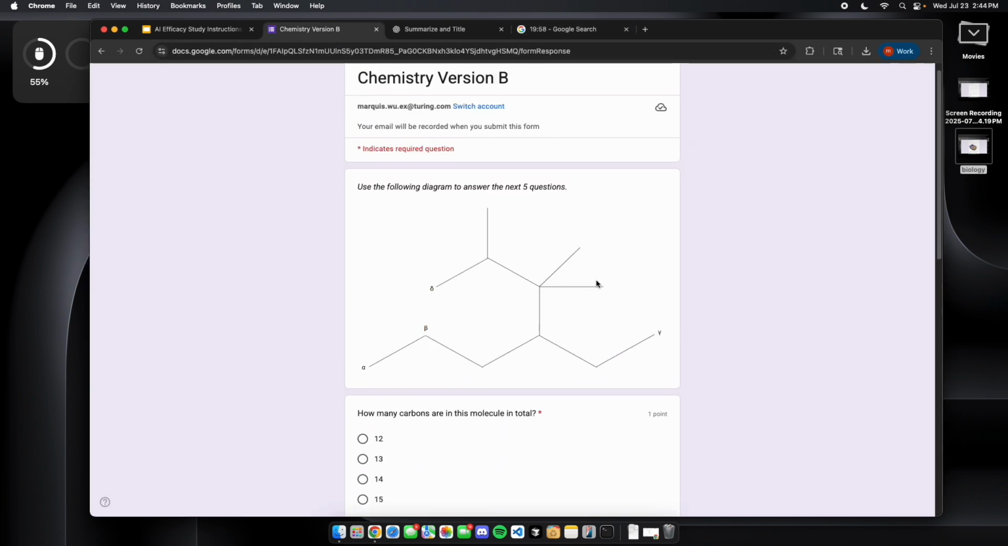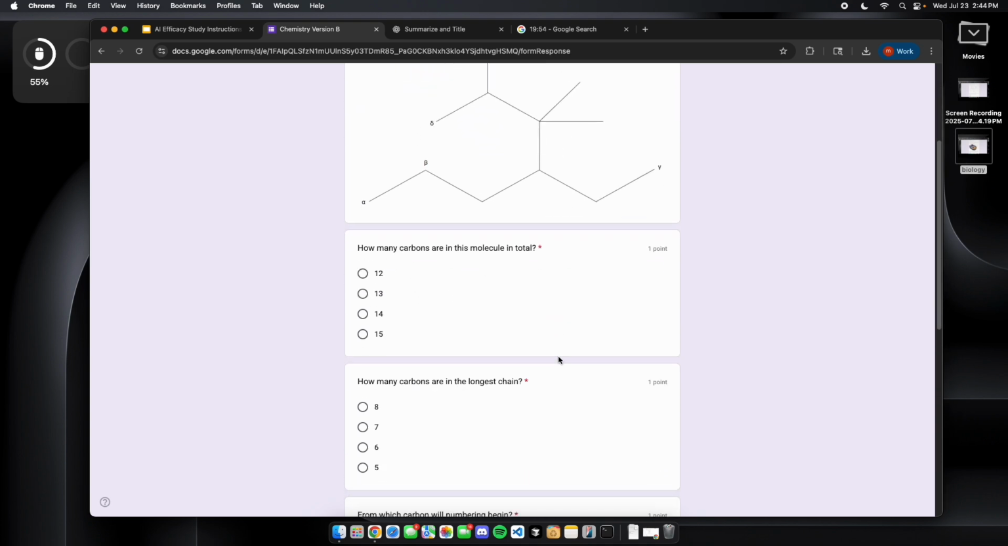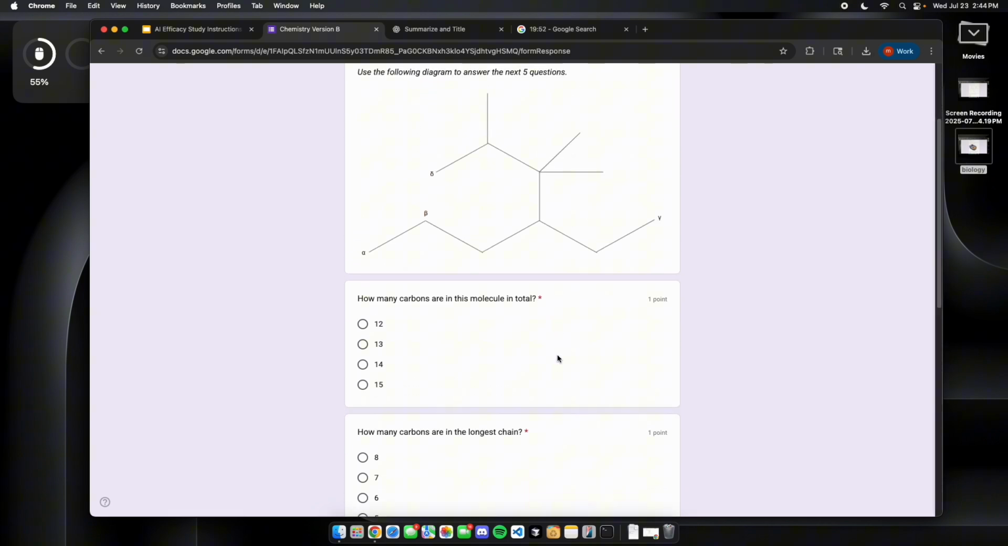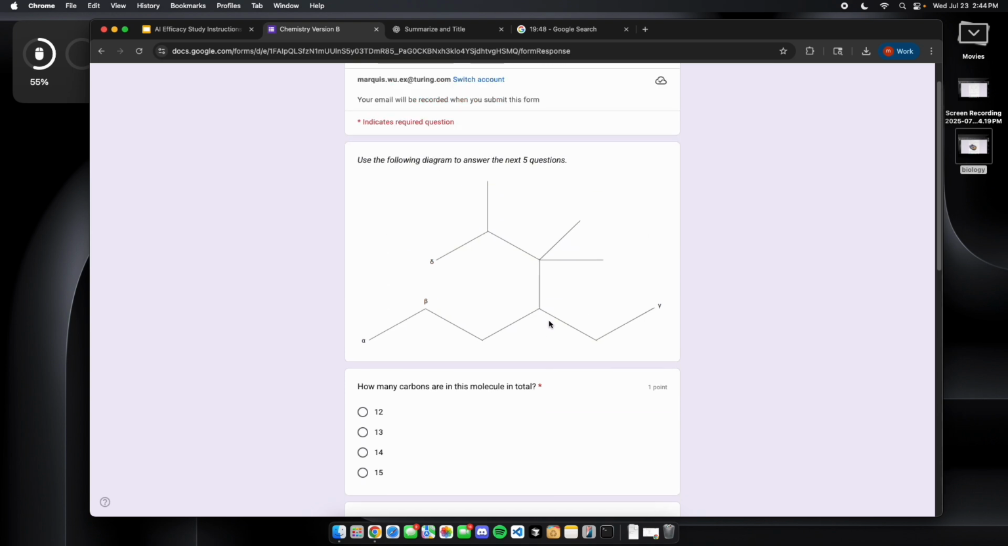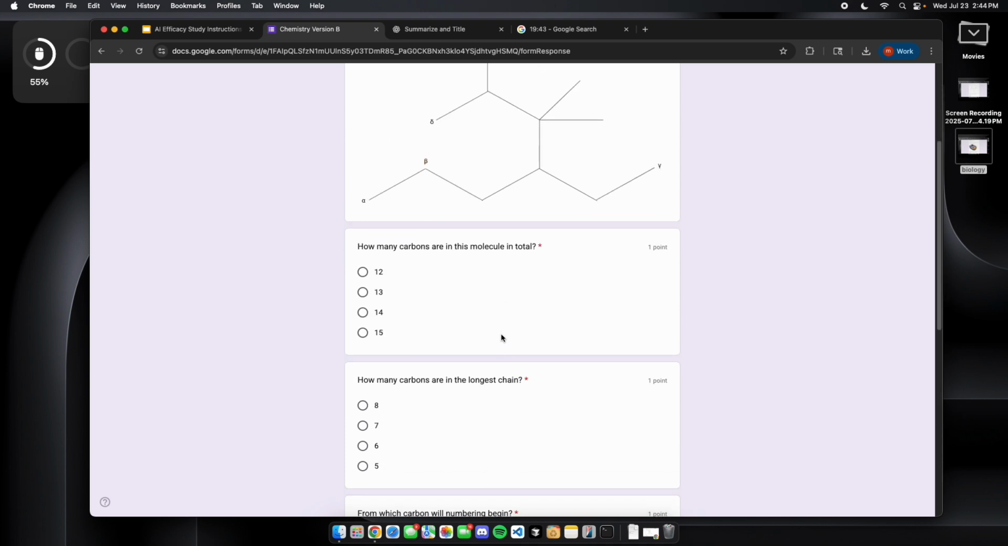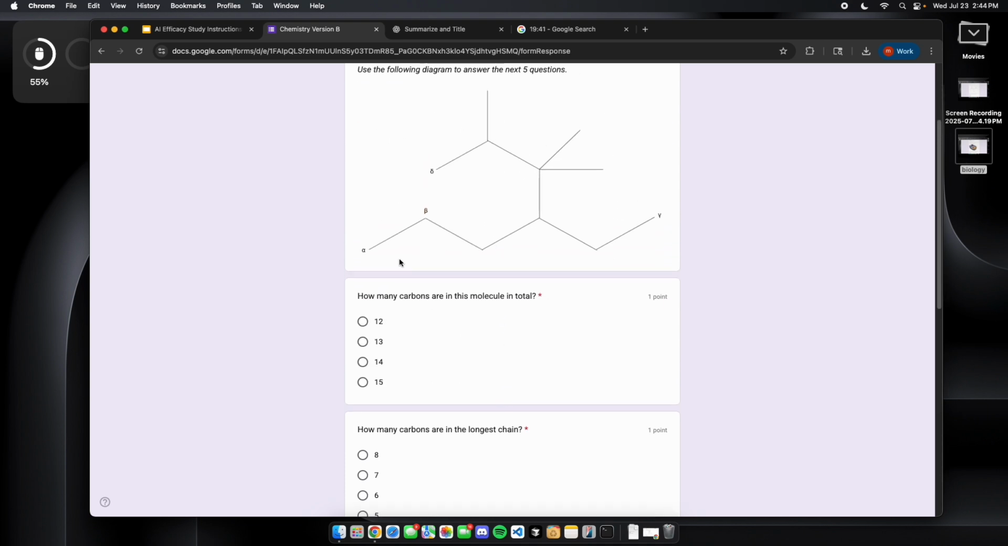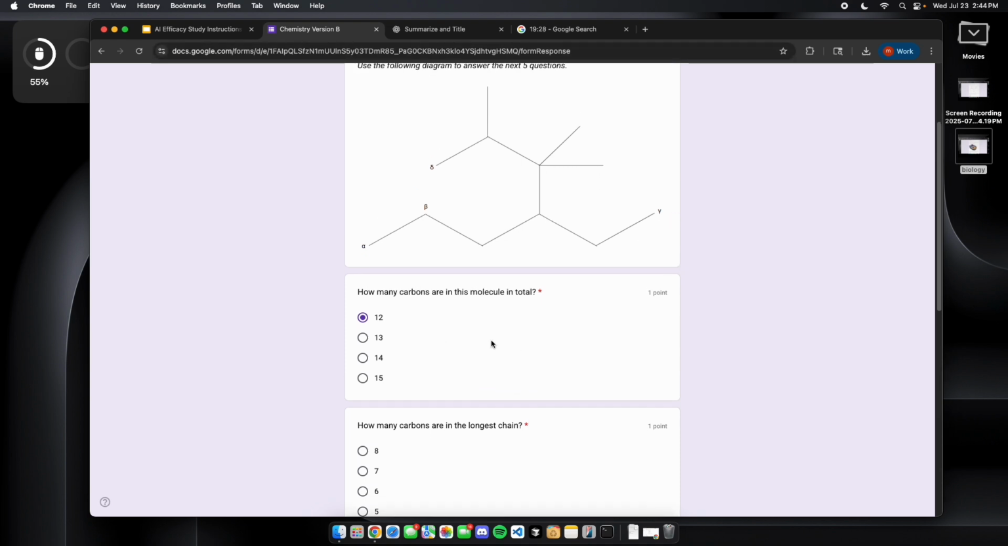Okay, looks like we're hit with another one of these again. Let's start. How many carbons are in this molecule in total? 1, 2, 3, 4, 5, 6, 7, 8, 9, 10, 11, 12. I'll go 12. Okay. How many carbons are in the longest chain?